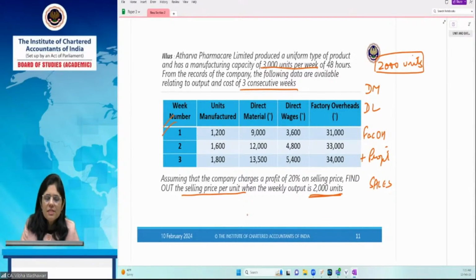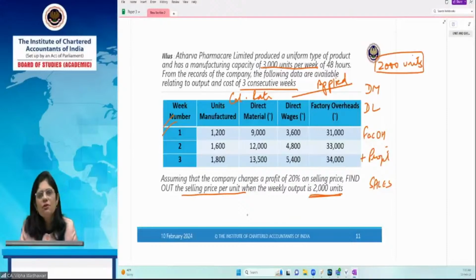So first we will start with direct material. If the direct material used for 1,200 units is 9,000, how much will it be for 2,000? So for direct material, you just convert it into per unit. Here, one thing is important: first we have to calculate the rate. This information is to calculate the rate, and then the rate will be applied to calculate the costing for 2,000 units. So this is the information to basically give you the base of calculation.